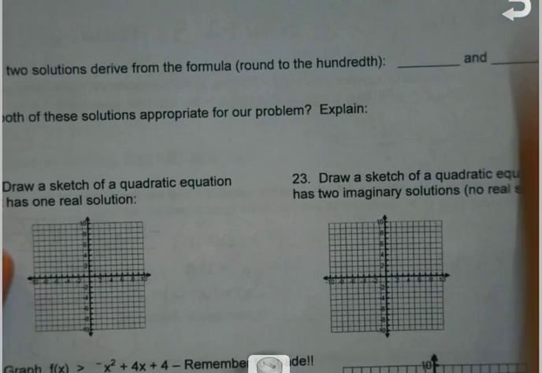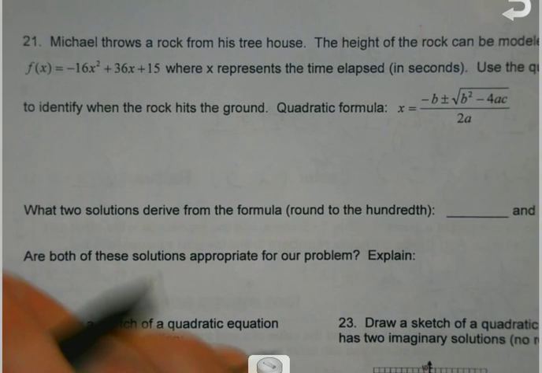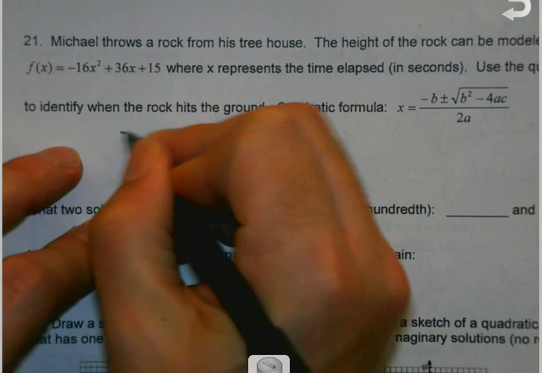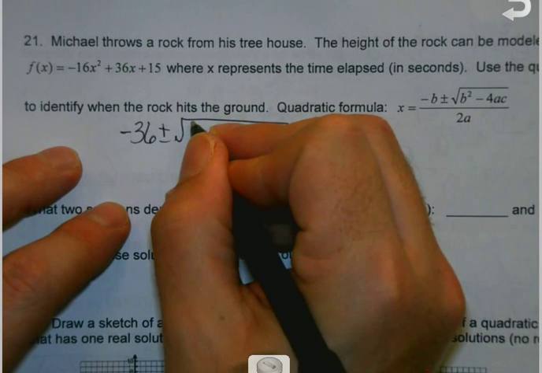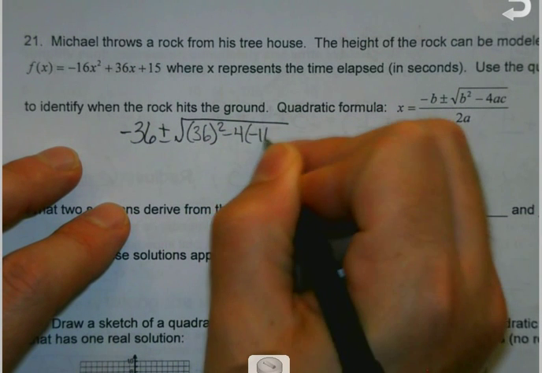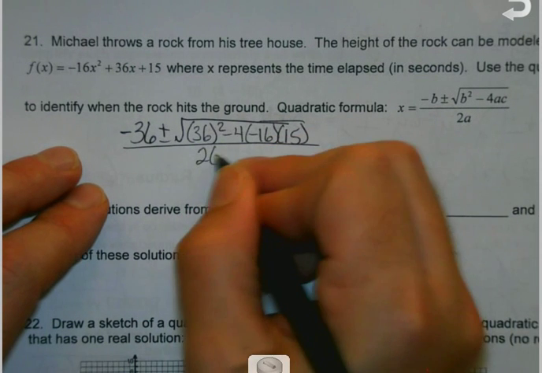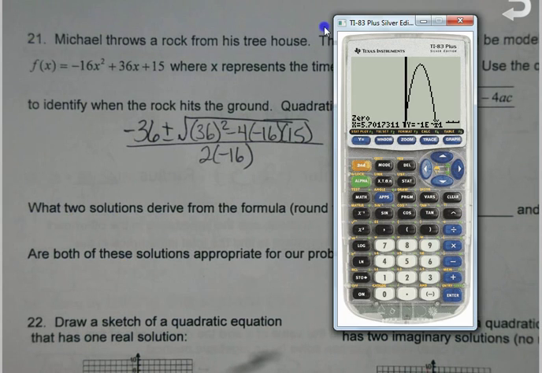So, to the back. Michael throws a rock from the treehouse. They give us an equation. Use the quadratic formula to identify when the rock hits the ground. Okay? Use the quadratic formula. It's right there. Use that. Okay. Opposite of b, plus or minus square root, b squared minus 4ac, all over 2a.